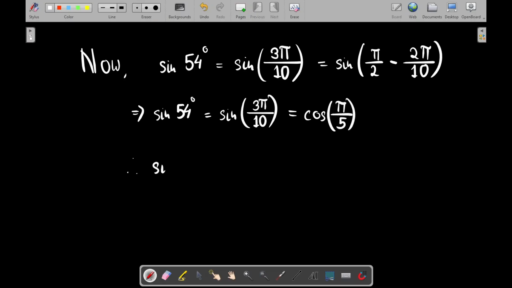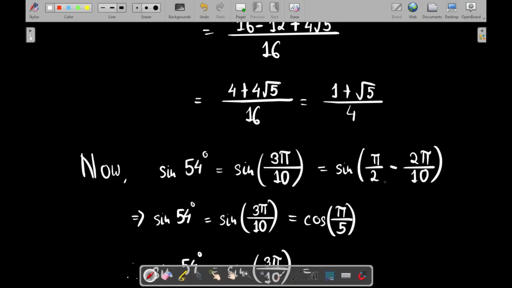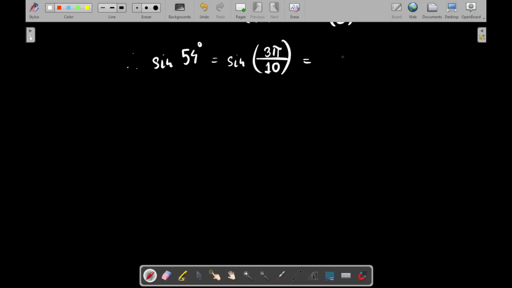So this implies that sin 54 degrees, which is sin 3 pi upon 10, is cos pi by 5. This is the value: root 5 plus 1 upon 4.